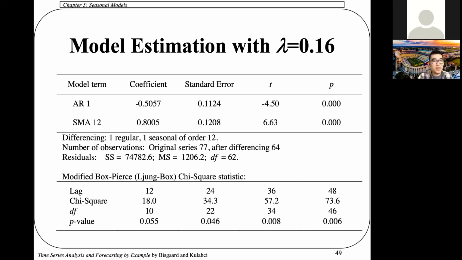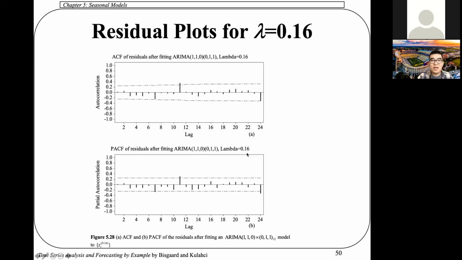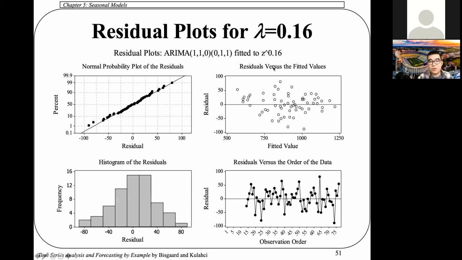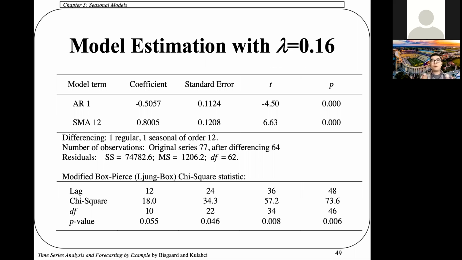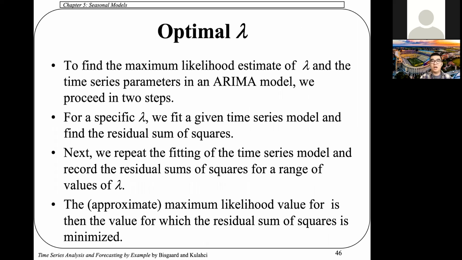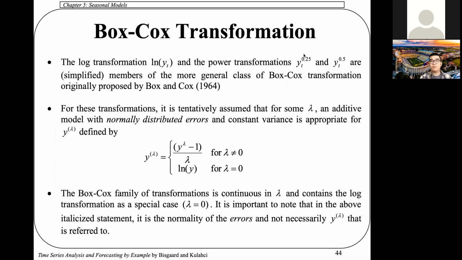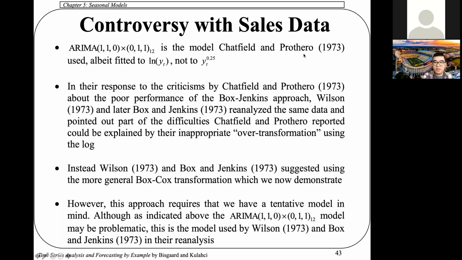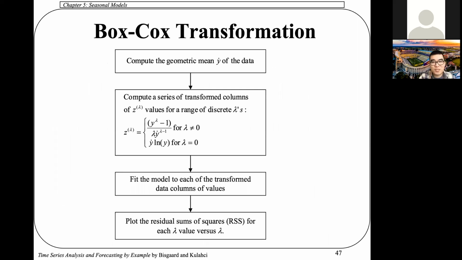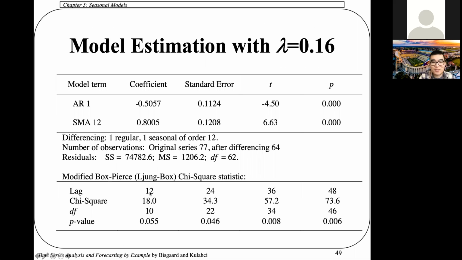Here are the residual plots when lambda is equal to 0.16, and everything here is good. So that's one possibility for what happened in Chatfield and Prothero's original analysis: they over-transformed the data a little bit. That's actually the response from Box and Jenkins.